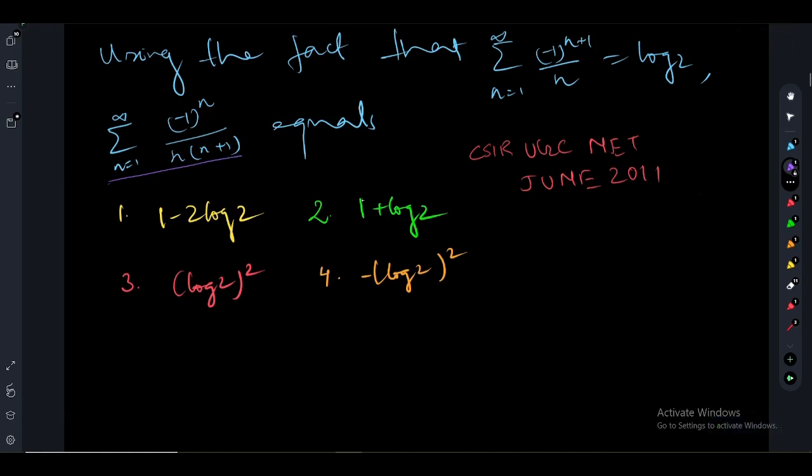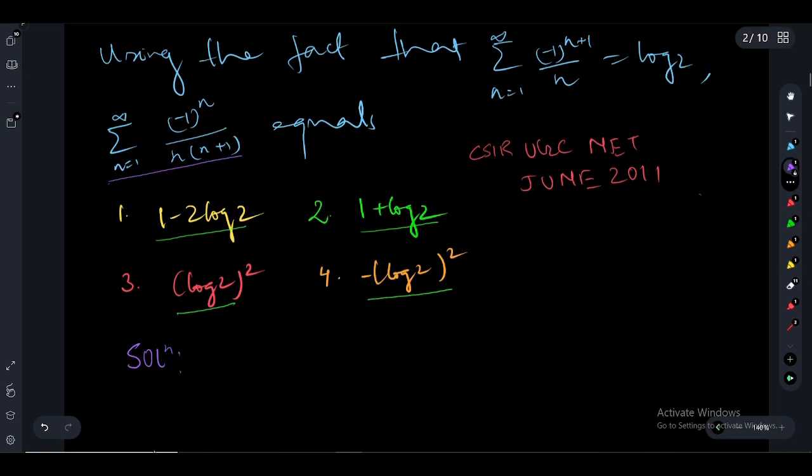The given options are, first option is 1 minus 2 log 2, second option is 1 plus log 2, third option is log 2 whole square, and fourth option is minus log 2 whole square. Let's try to solve this problem.